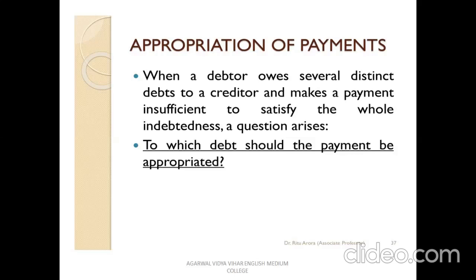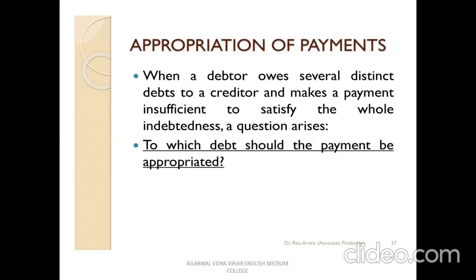Suppose a customer is having three loan accounts. The amount due in the first loan account is 10,000. The amount due in the second loan account is again 10,000. The amount due in the third loan account is 5,000. So the total amount due is 25,000. But the customer has given a check of 20,000.